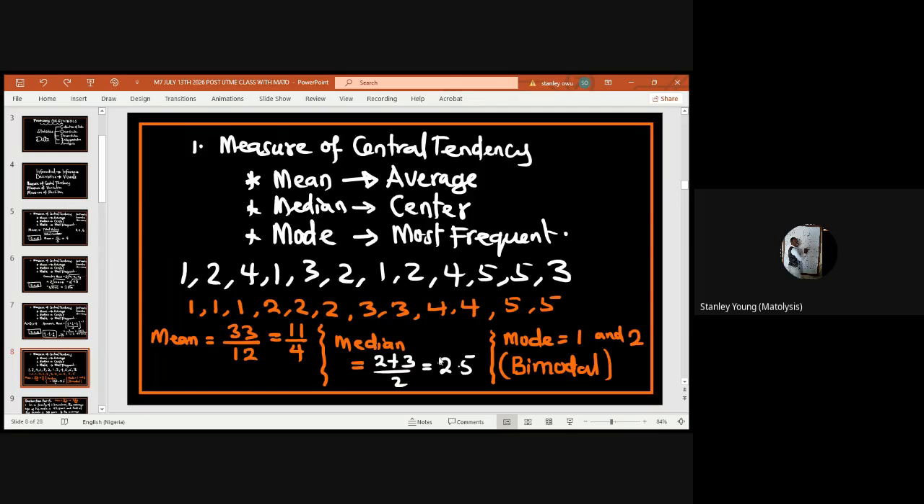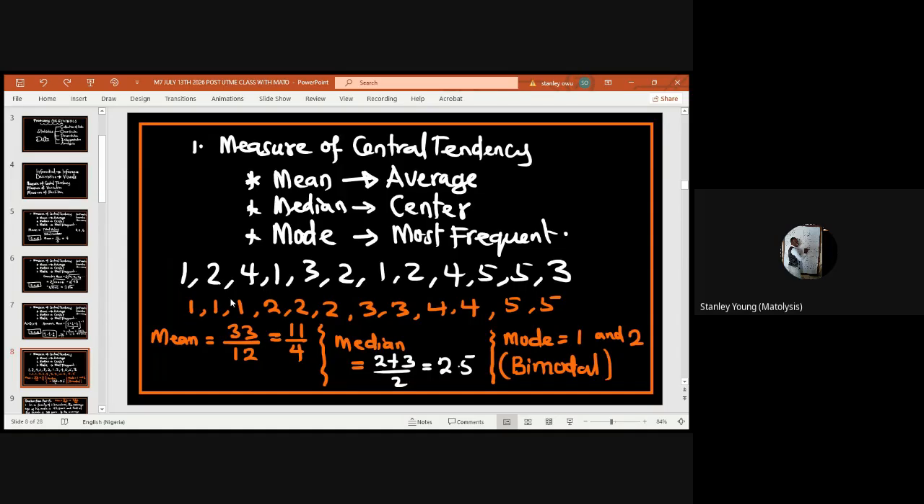Median means you're trying to get the middle data. Middle data in this case, the easy way is you must first have arranged it in order. If you do some cancellation from the left, cancel, cancel, cancel, cancel, you just cancelled 5. And also cancel another 5. 1, 2, 3, 4, 5. That leaves us two numbers in the middle. So that means the median is the average of 2 and 3, which is 2.5.